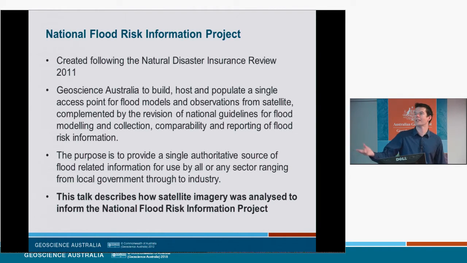This sort of project has its origins back in the Natural Disaster Insurance Review of 2011. I'm sure most of you can remember the big floods we had in 2010-11 up and down the east coast of Australia. And there was a little bit of controversy in terms of what constituted a flood. So the decision was made by the government to come up with a single point of reference in terms of flood information. Hence the National Flood Risk Information Project was born. And so this talk is to describe how satellite imagery is analysed to inform that process.